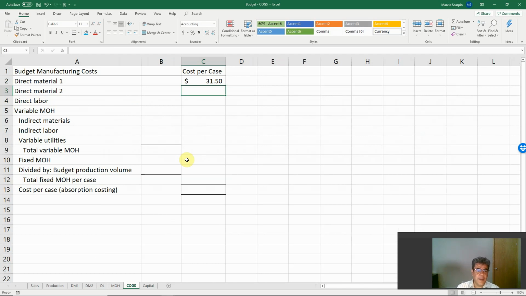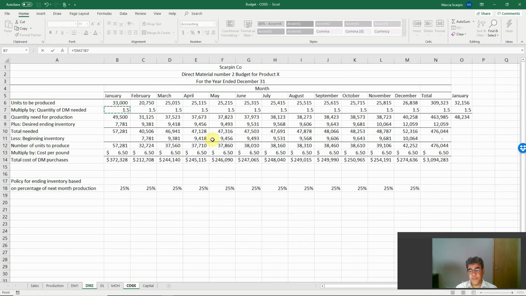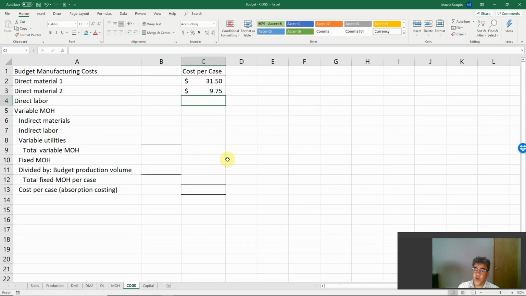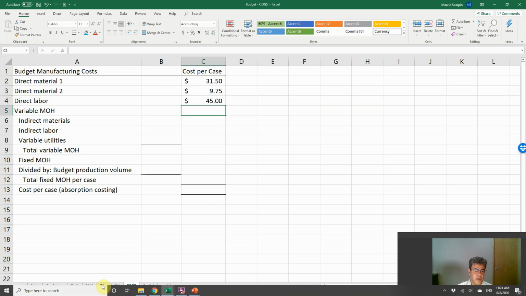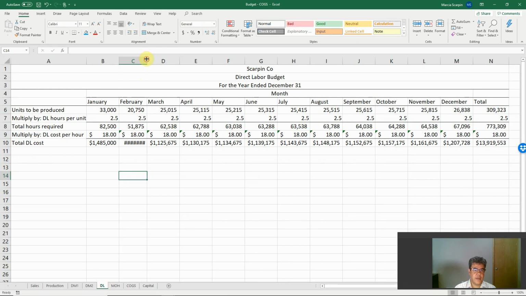Direct materials number two, the same math. We need 1.5 pounds. Each pound costs $6.50. So $9.75 per unit. Direct labor, we need 2.5 hours per unit. Each hour costs 18, so 2.5 times 18. And okay.